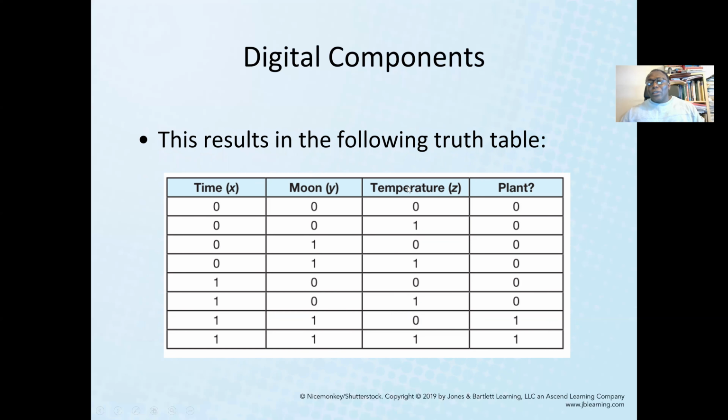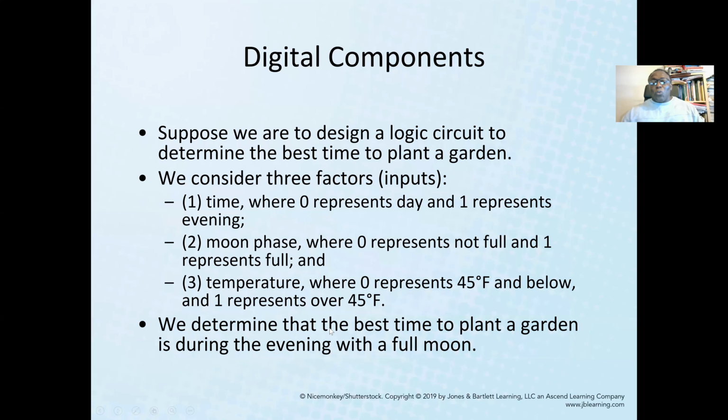And also the temperature is given to us. We remember we say if it's 45 it is 0, below 45 is 1. So this time, moon, and temperature, based on the condition, we came up with all the possible combinations. And I'm designing a circuit for this. So based on this combination now, we can get whether we should plant or not. So we are only going to plant based on 1. We determine that the best time to plant a garden is during the evening with a full moon.